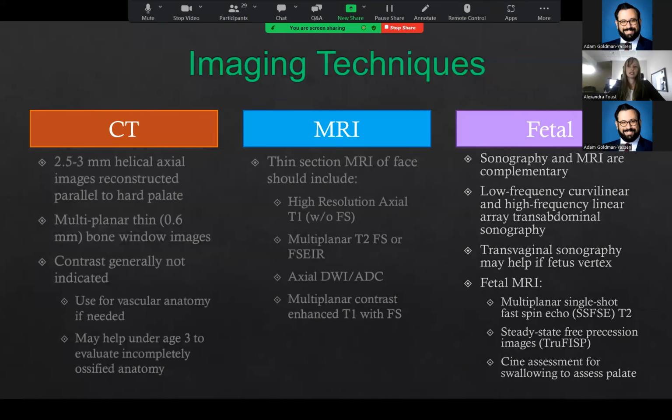For fetal imaging, you want to consider both curvilinear and linear probes to try to best optimize the anatomy. Transvaginal can be helpful if the fetus is head down. And for MRI, single shot fast spin echo and true FISP are going to be your main workhorses. You can also consider cine images when you're looking for palatal defects, trying to see the positioning of the tongue relevant to the palate and things like that.